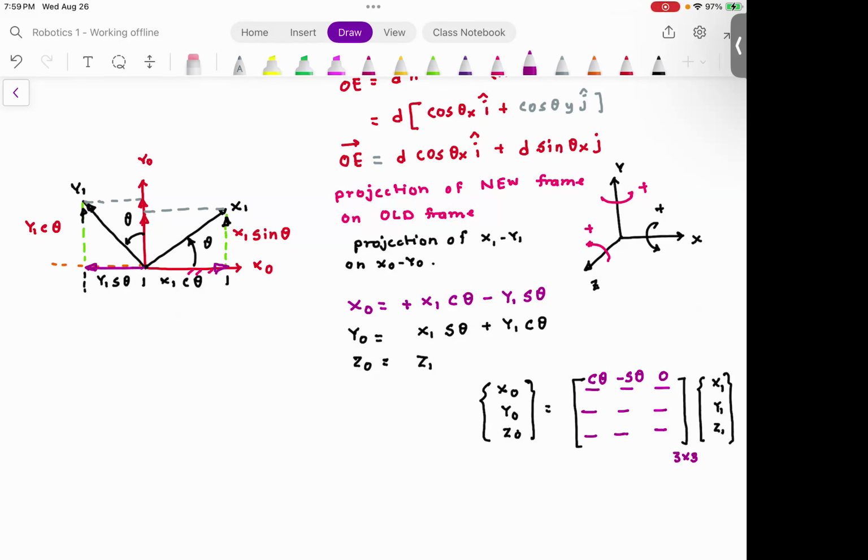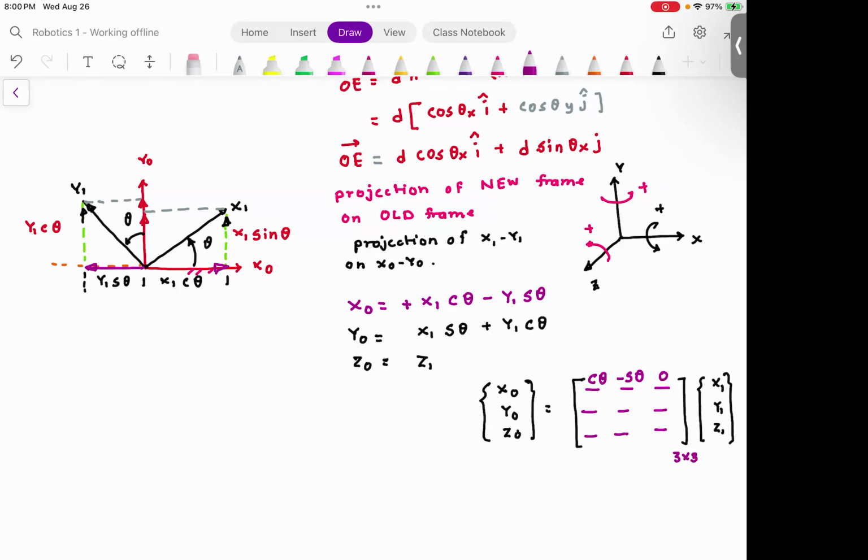How do you perform matrix multiplication? First row, first column: cosine theta multiplied by x1 plus minus sine theta multiplied by y1 plus 0 multiplied by z1. Can you see? You get the very first equation. Cosine theta x1 plus minus sine theta y1 plus 0 multiplied by z1. You agree with me? So you get the first equation. Now tell me what would be in the second row, first column.